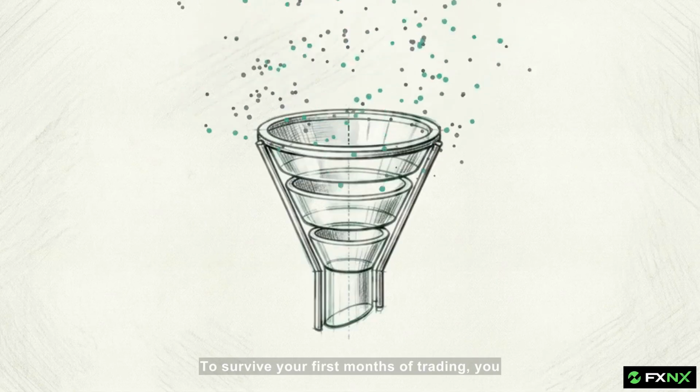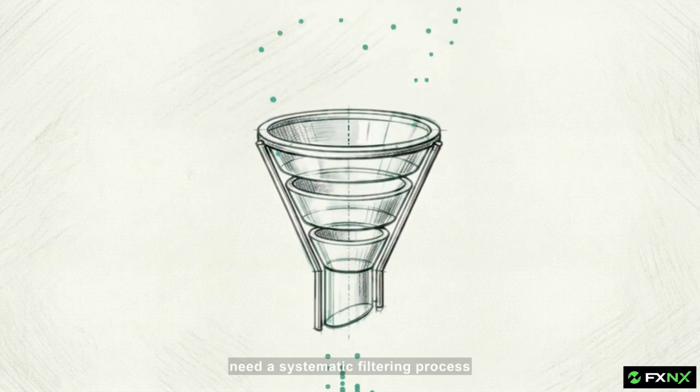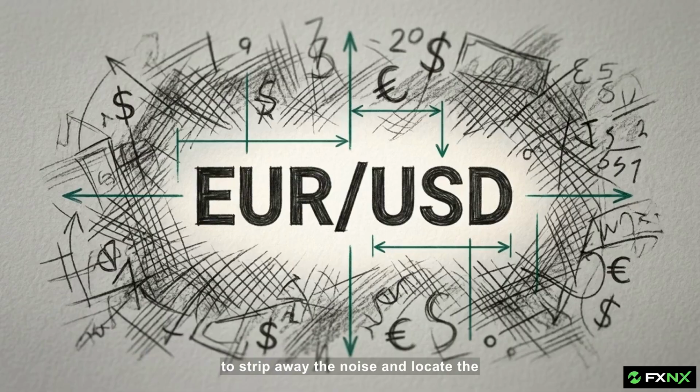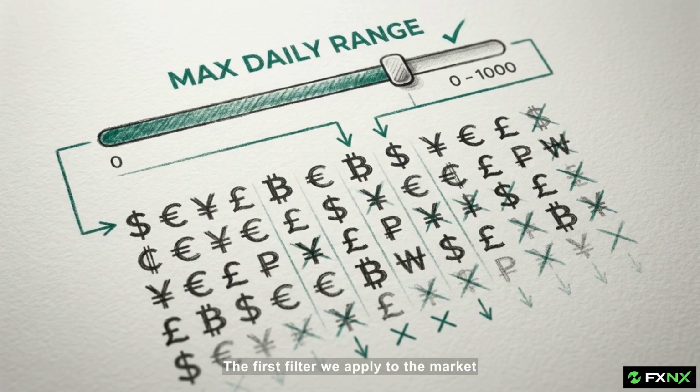To survive your first months of trading, you need a systematic filtering process to strip away the noise and locate the safest possible assets. The first filter we apply to the market is volatility, and our immediate targets for elimination are what we call exotic pairs.